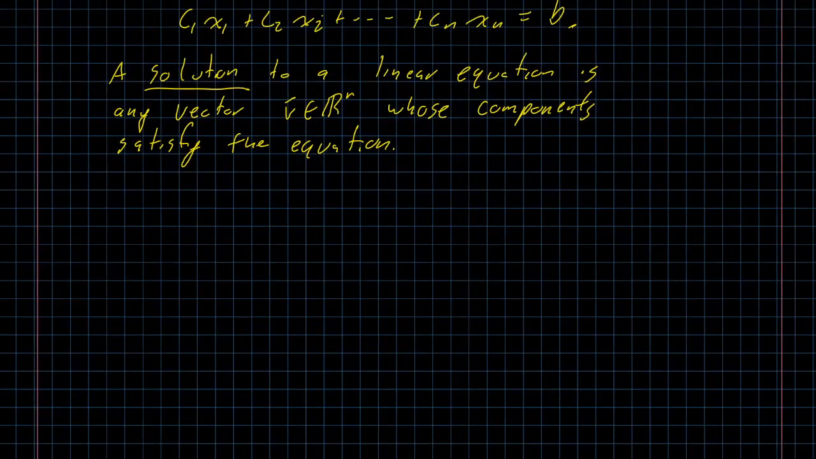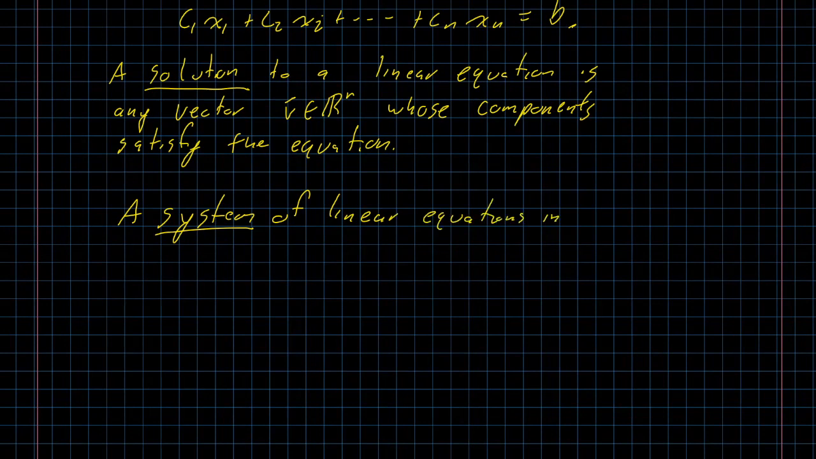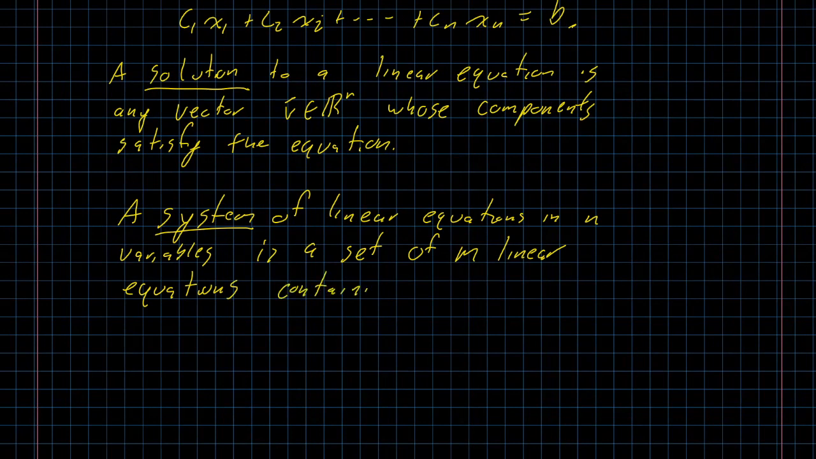Building out from there, a system of linear equations in n variables is a set of some other number we'll call m linear equations containing the same n variables.